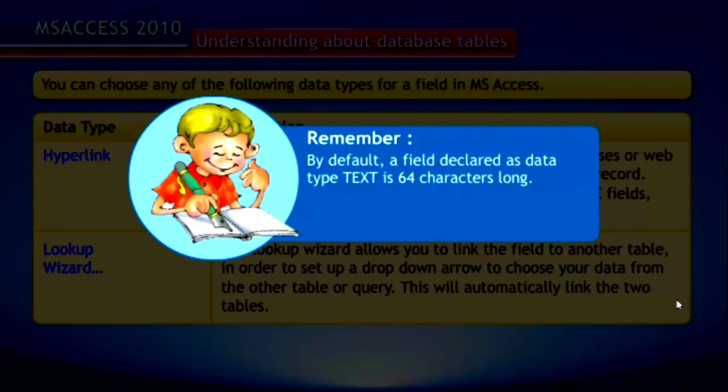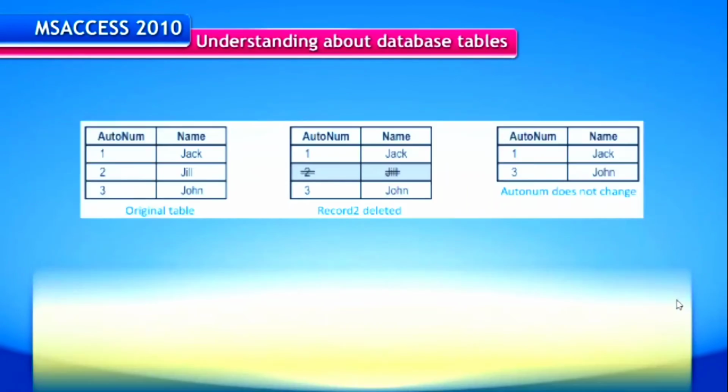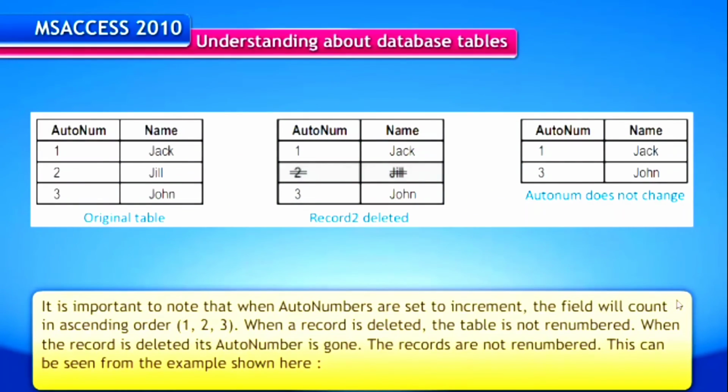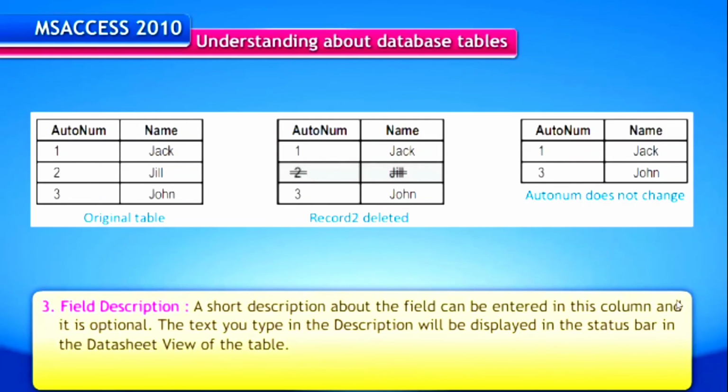Remember, by default, a field declared as data type text is 64 characters long. It is important to note that when auto numbers are set to increment, the field will count in ascending order 1, 2, 3. When a record is deleted, the table is not renumbered. When the record is deleted, its auto number is gone. The records are not renumbered. This can be seen from the example shown here.